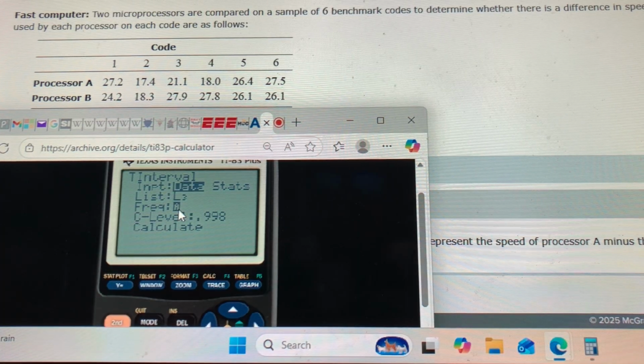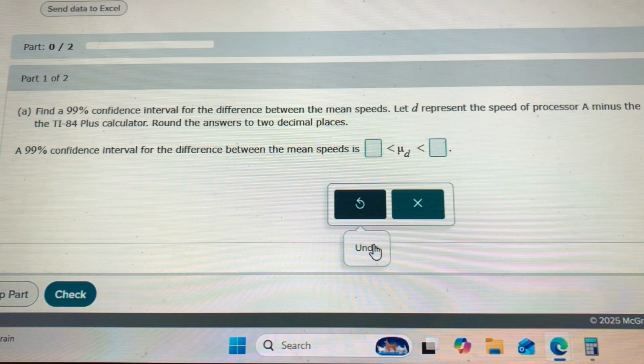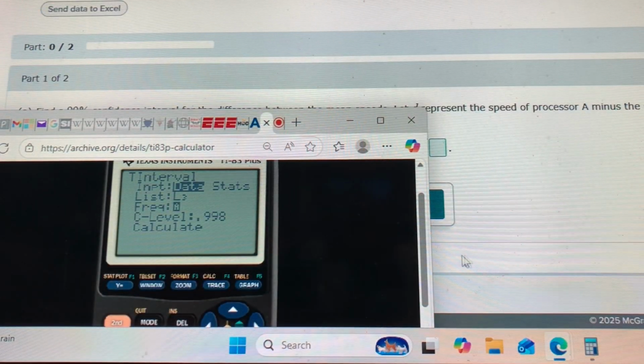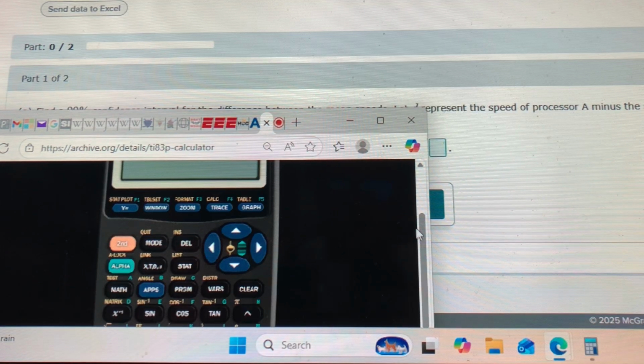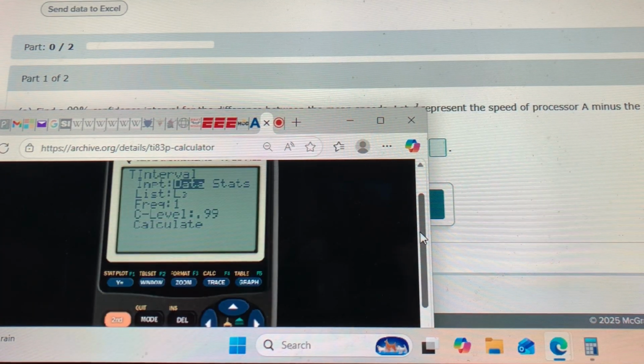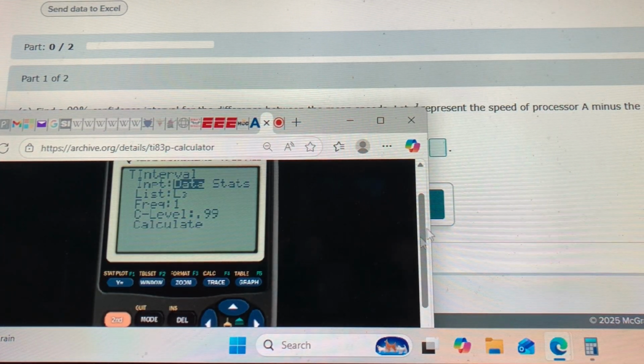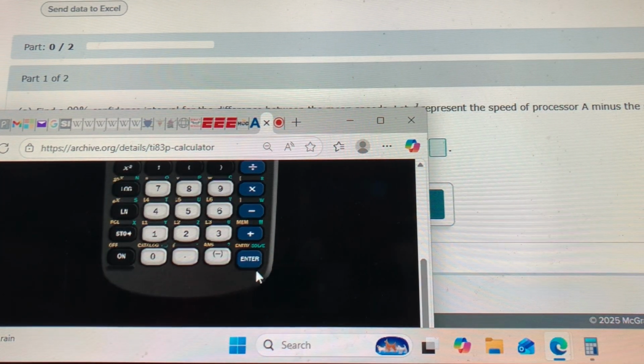Leave the frequency on 1, and then there should be a C level given to me here somewhere. Find a 99% confidence interval for the difference between the means. Because they put mu d, that's a giveaway that that's what this kind of problem is. It's not just a normal t interval. So 99% is 0.99. So calculate, and then we should get our interval again.